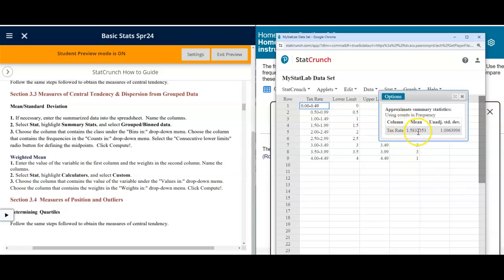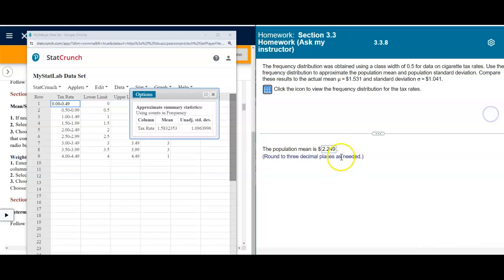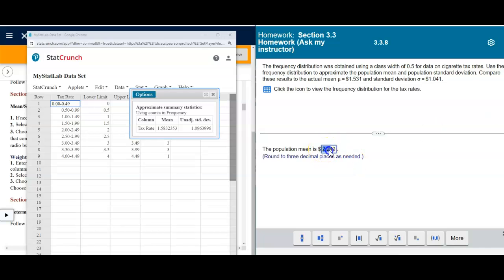Okay, so when I get that, I get a mean and an unadjusted standard deviation. So if I go back over here and type it in, this person was doing it by hand. Now, the mean that we calculate should be pretty close to the actual population mean, because the bins are pretty narrow. If the bins were really wide, maybe it would be a lot different, but they're pretty narrow.